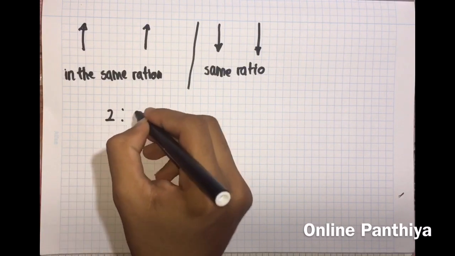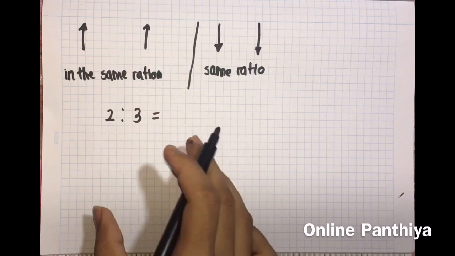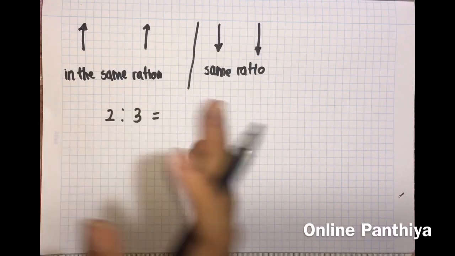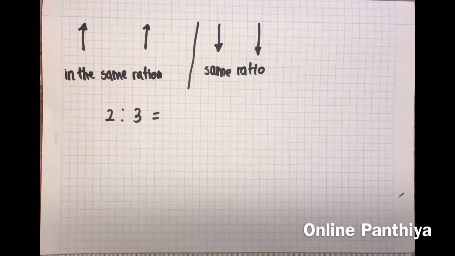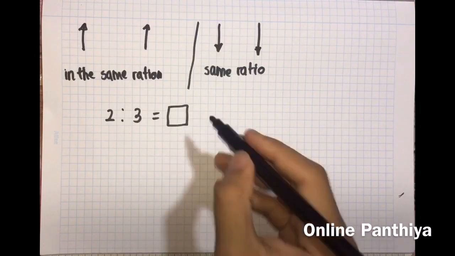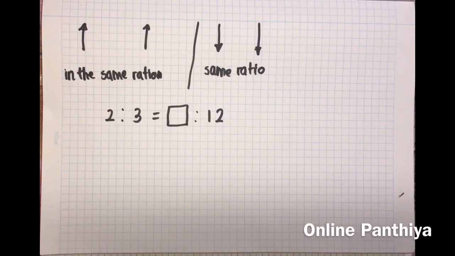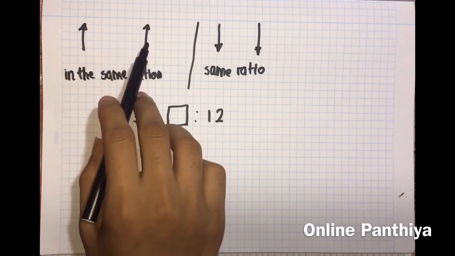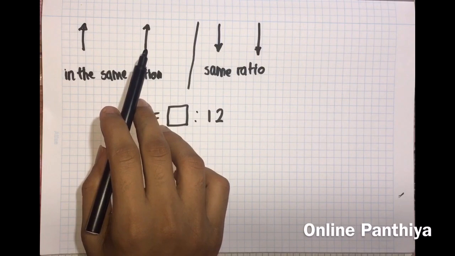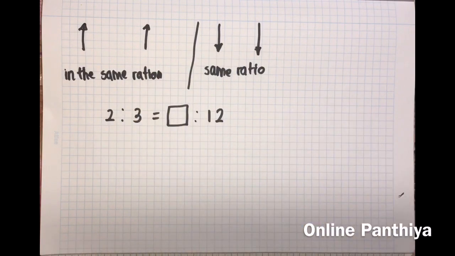Say they have given you a ratio like this: 2 is to 3 is equal to, now you are studying proportion, so the two ratios should be equal. Here I write a blank. You should find this using direct proportion. Now see, I write 12 here. Listen to this very carefully. Direct proportion means when one increases, the other also should increase. That means when one increases, the other can't decrease. When one decreases, the other should also decrease. Now you have to observe like this.